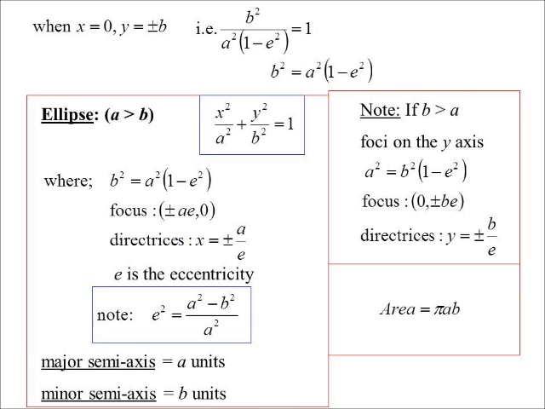Just throw this in here. You may or may not be aware of it. The area of a circle is actually the area of an ellipse formula. It's just that in a circle, the major semi-axis and the minor semi-axis are the same thing. So it's pi r squared. So for an ellipse, it is simply pi ab, the major semi-axis multiplied by the minor semi-axis.